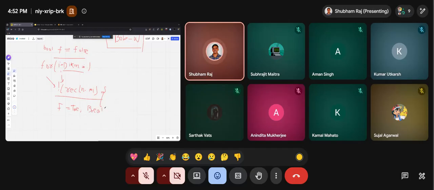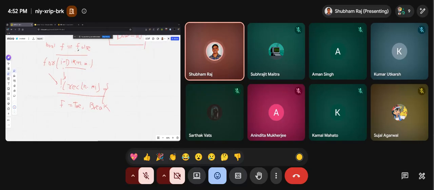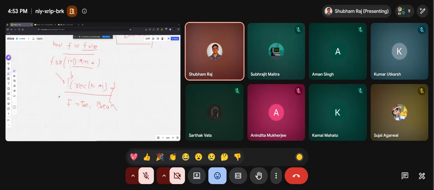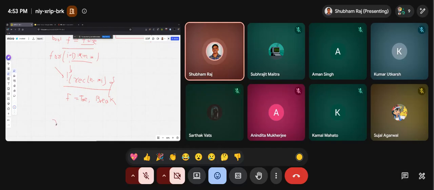Suppose we are not able to find any possible move, so we'll simply return false, because there are no moves that can guarantee that we will win the game, right? So if any move is present which forces the opponent to lose the game, we'll pick that and return the answer, or you can say this flag variable.